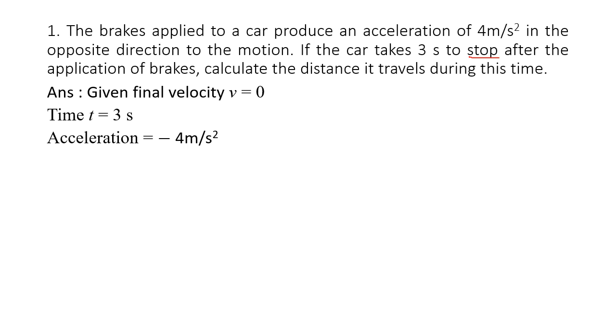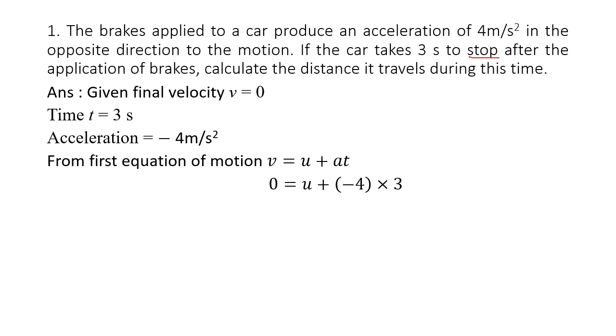Now using this equation, v is equal to u plus at, we have v, we have u, no sorry, not u, we have v, we have a, and we have t. Put the values down. So 0 equal to u plus minus 4 into 3. So 0 equal to u plus minus 12. Rearranging we get u equal to 12 meter per second. So the car was traveling with the initial velocity of 12 meter per second, and with a retardation of 4 meter per second square, it takes 3 seconds for the car to stop.